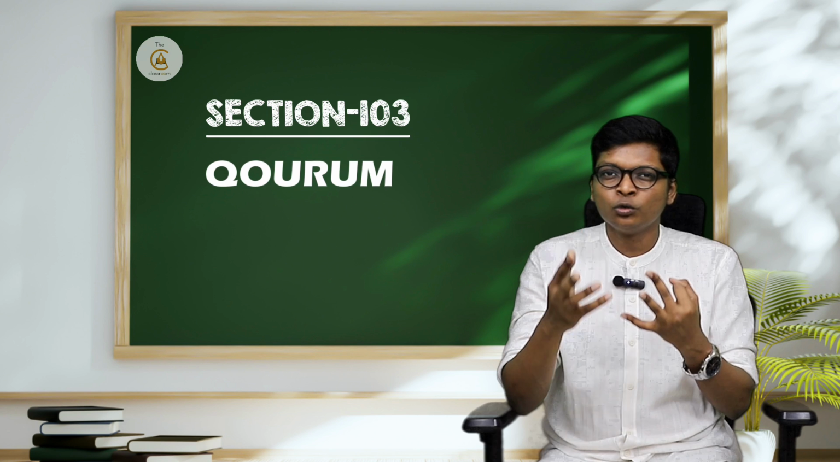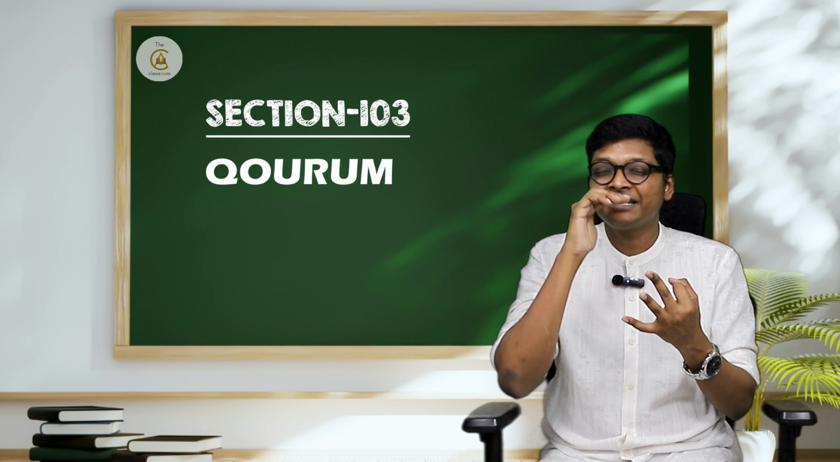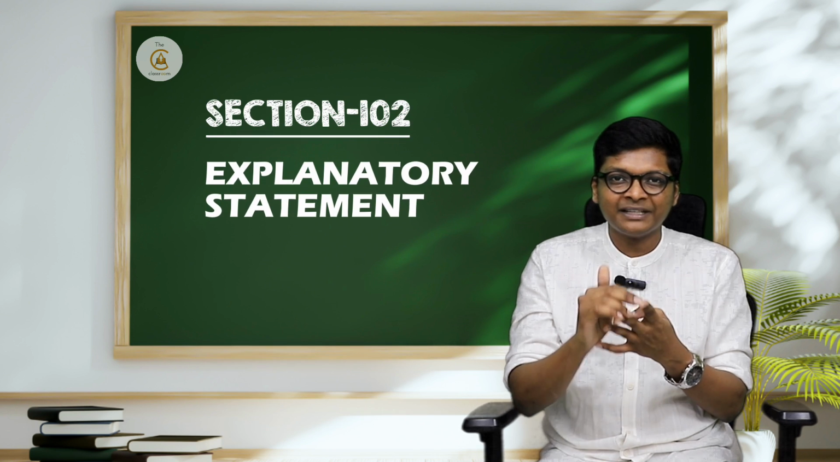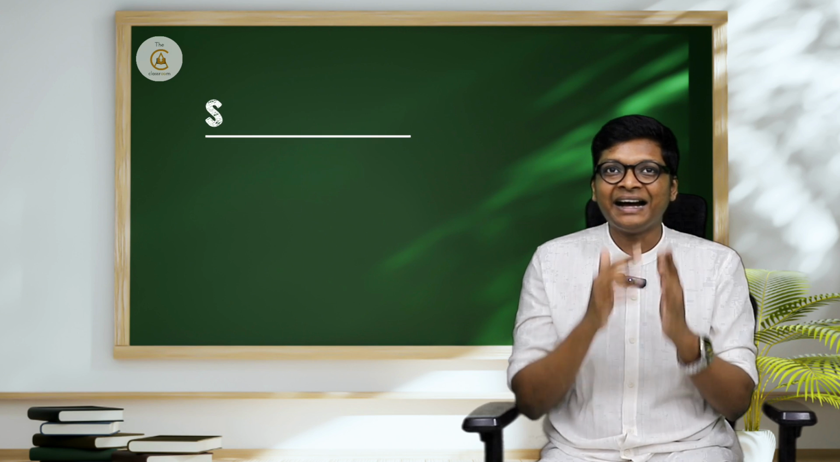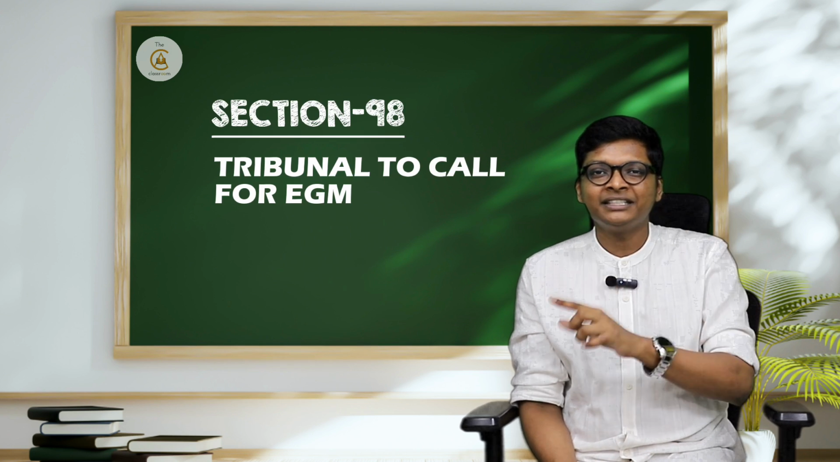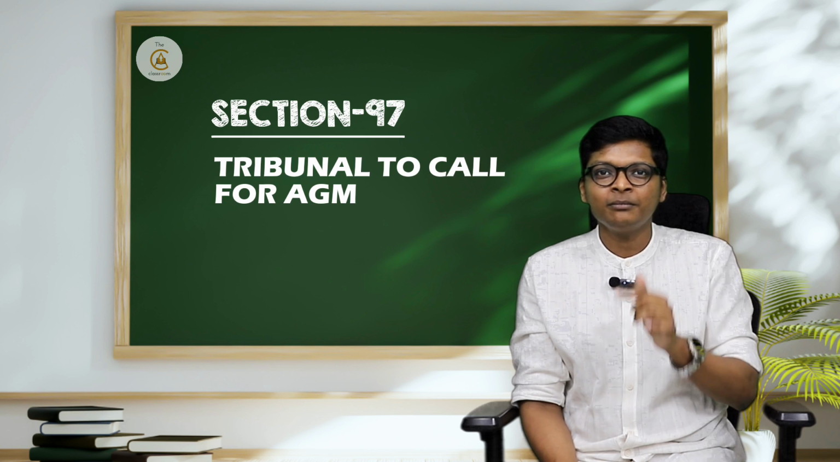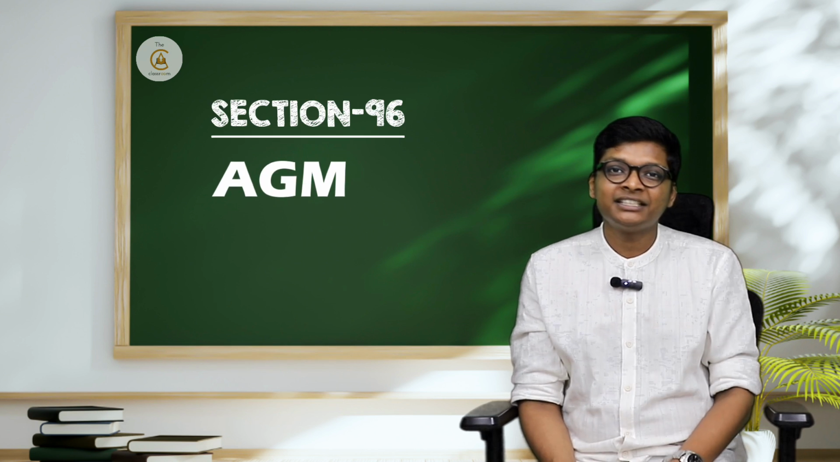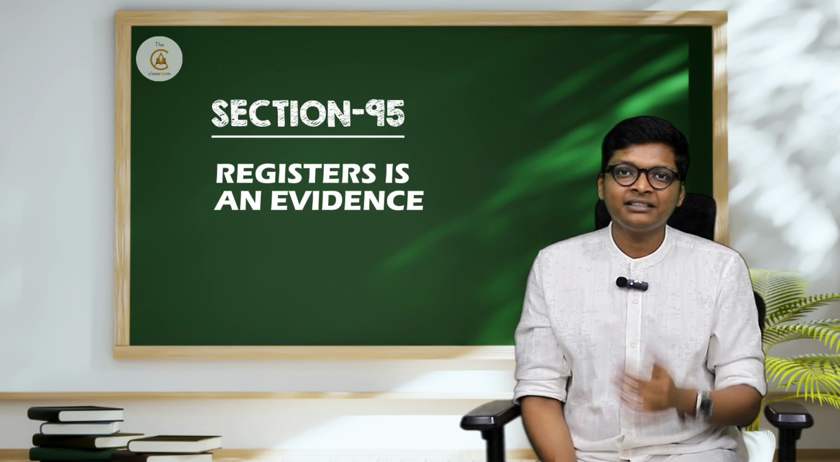103 is, you tell me, what is 103? 103 is quorum. 102 is explanatory statement. 101 is notice. 100 is EGM. 99 penalty. 98 tribunal to call EGM. 97 tribunal to call AGM. Then 96 is AGM. 95 register as evidence.